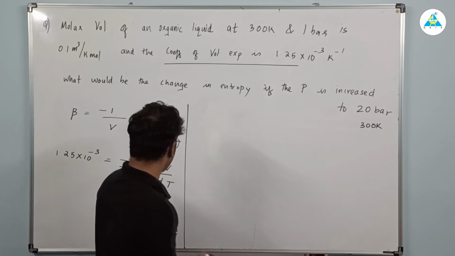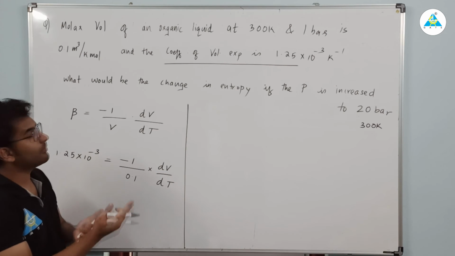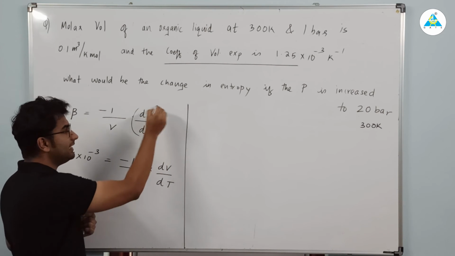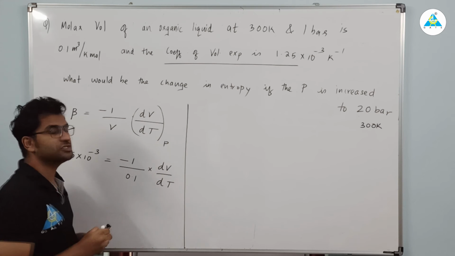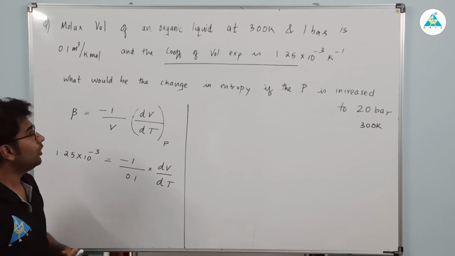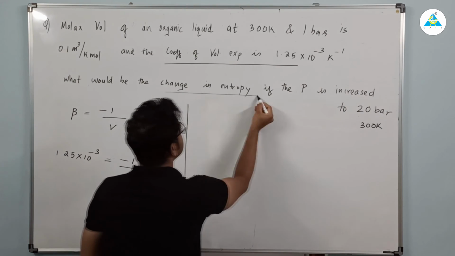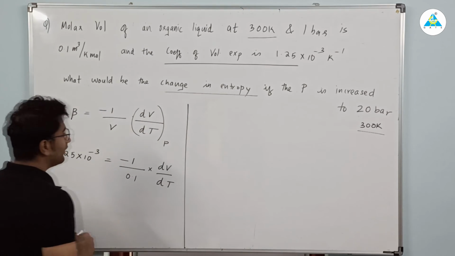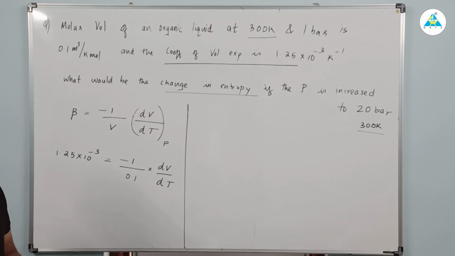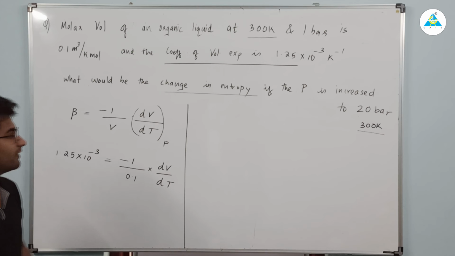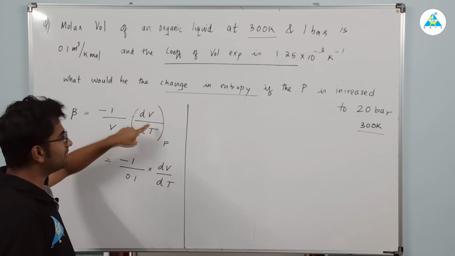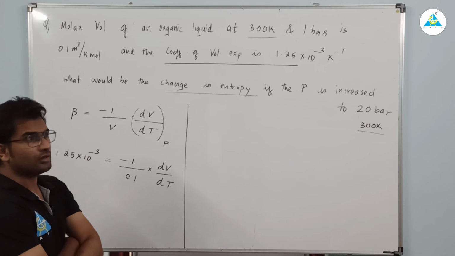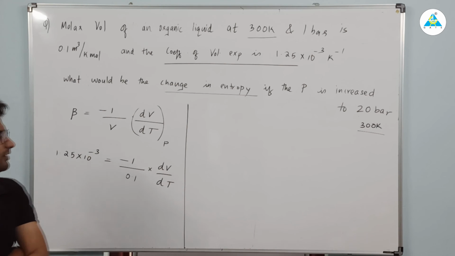So for finding the change in entropy, what is this? Whenever we talk about the coefficient of volume expansion, this dV by dT will be at constant pressure. Simple. Now we need to find what? We need to find the change in entropy at constant temperature. Right? Can we do that? Do we have any Maxwell relation which gives us the relation between these two? You will have some equations, right? Check the Maxwell relations and find any relation.